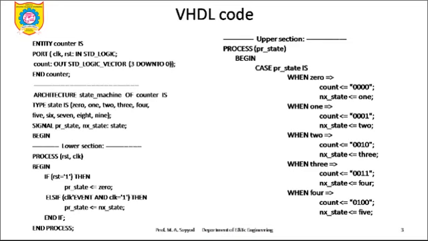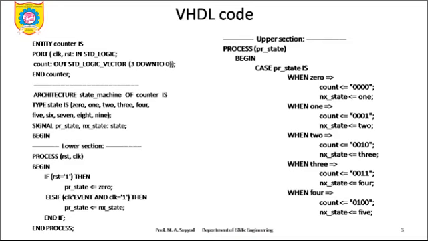Now the upper section is dependent upon present state and input. In this case, no external input is used. Hence, we can say that it is a Moore machine, M-O-O-R-E. Now you can see the upper section, which is a combinational one, but still we are writing the VHDL code with the help of a process. This process will depend on present state as there is no input. Hence, in the sensitivity list also, you will find only the present state.